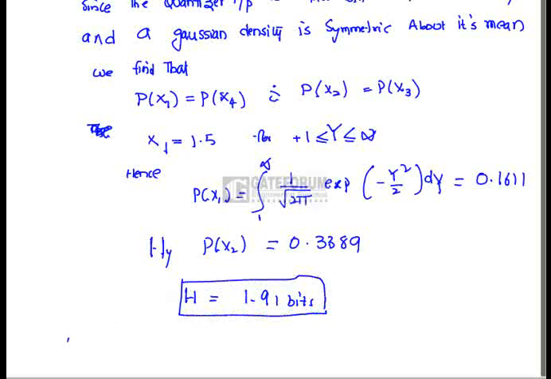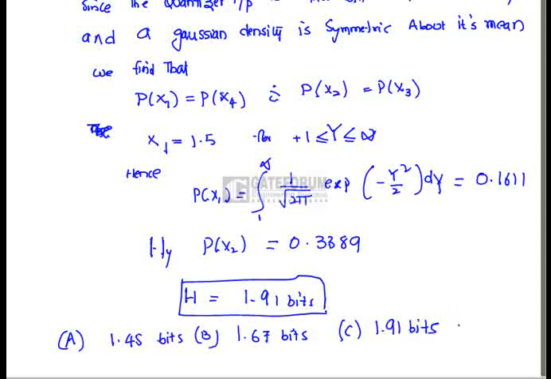Here options are A 1.45 bits, B 1.67 bits, C 1.91 bits, D 2.01 bits. Hence option C is right.